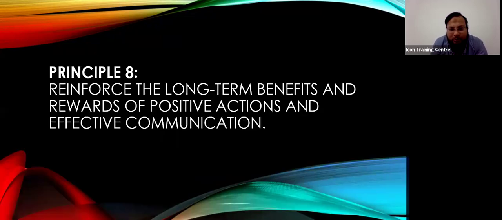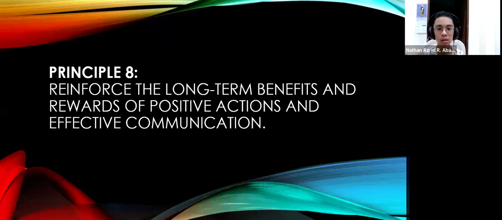Then principle 8: reinforce the long-term benefits and rewards of positive actions and effective communication. What are the long-term benefits, by the way, Nathan? Long-term benefits are those with a long-term impact that could affect positively over a few months or years. And rewards of positive actions means you can give yourself and others a positive fruit of hard work.